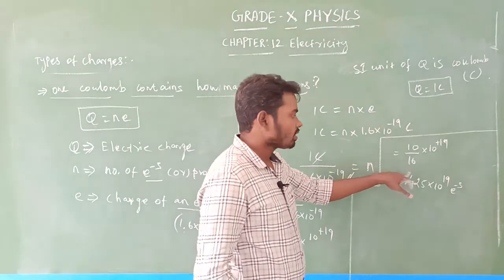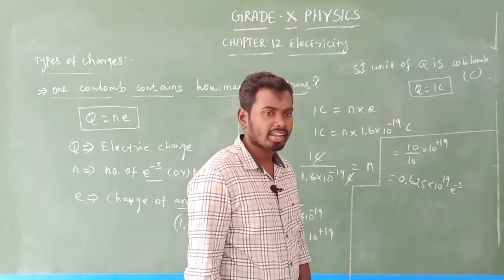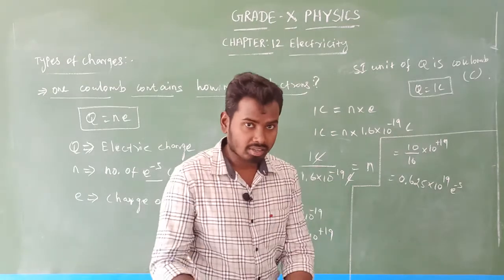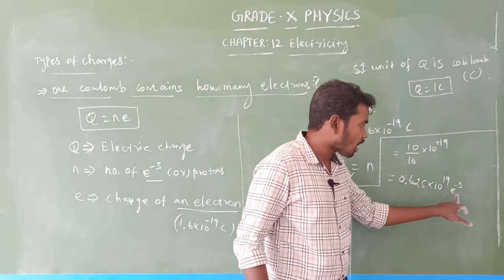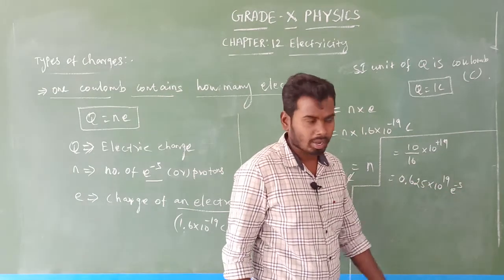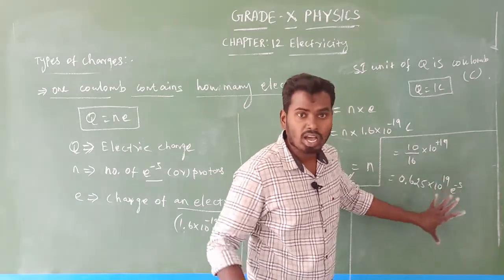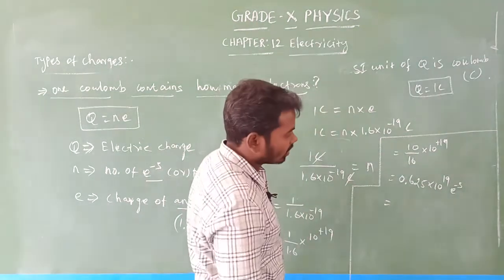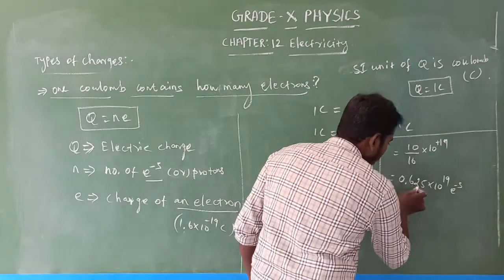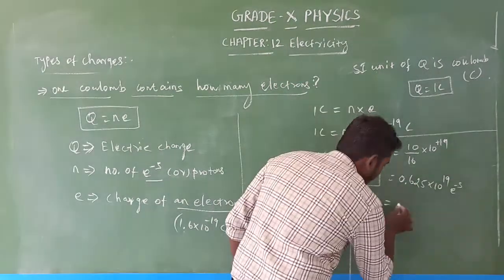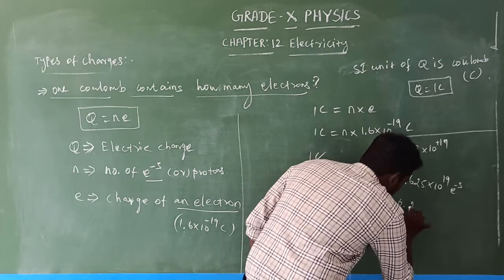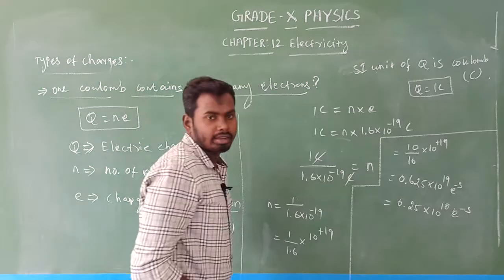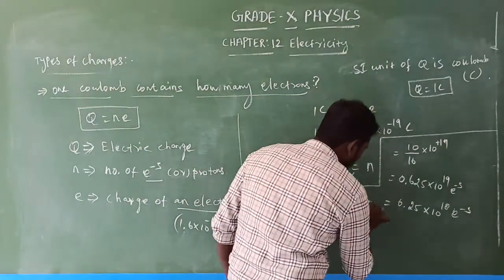So 10 divided by 16 is equal to 0.625 into 10 to the power of 19, which means 19 electrons. Note this point: if they ask about protons, you change it to protons, because this is common for both protons as well as electrons. So it is 0.625 into 10 to the power of 19 electrons. If you shift the decimal, we get 6.25 into 10 to the power of 18 electrons.